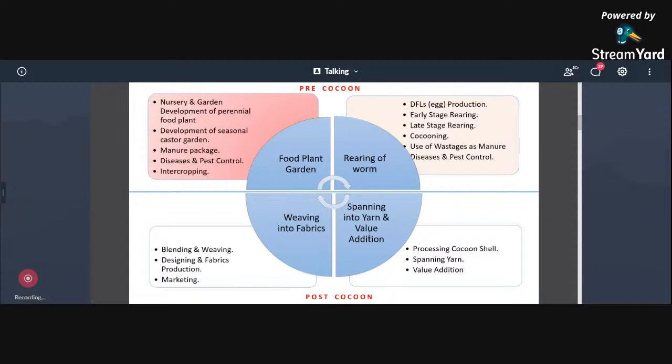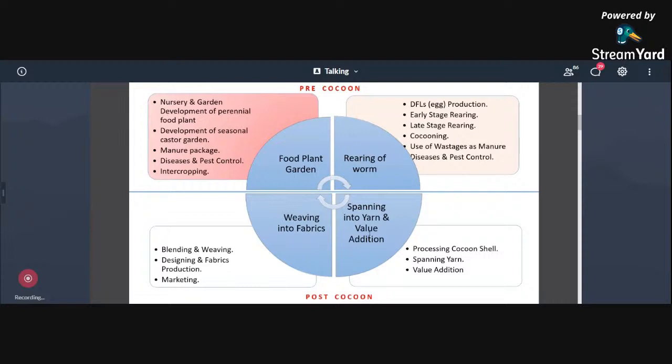So technology intervention, that means DFL production, early stage rearing, late stage rearing, cocooning, disease and pest control, the technology intervention is also very less in that sector. But in the post-cocoon sector, technology intervention is quite satisfactory, and these two sectors are providing the only employment.